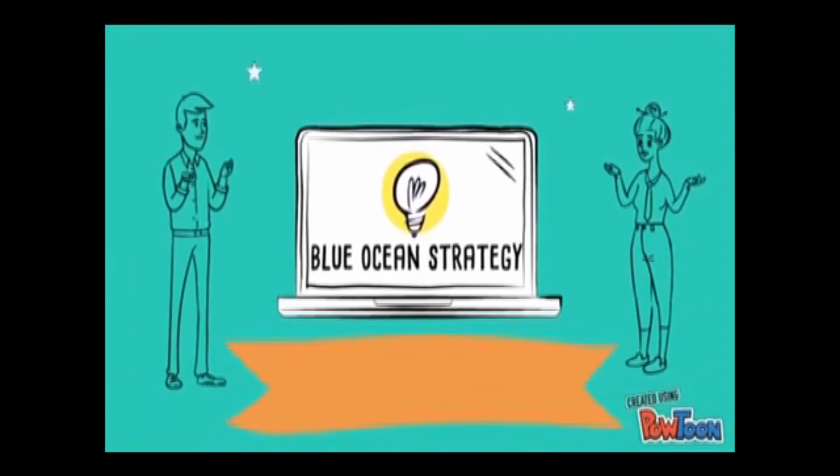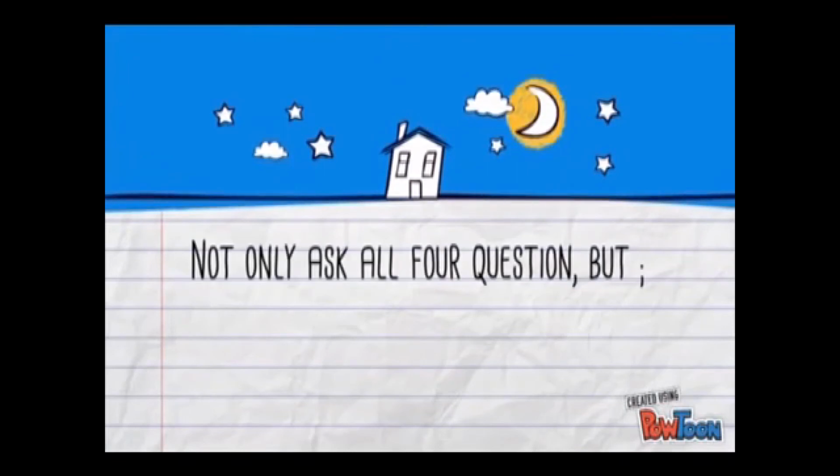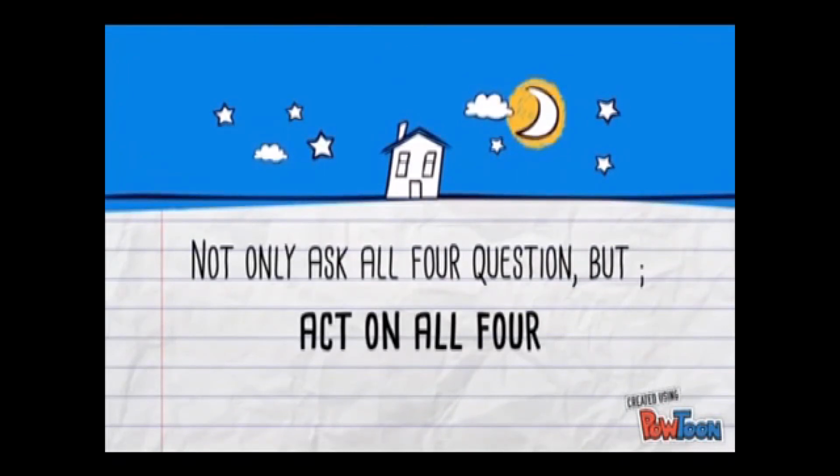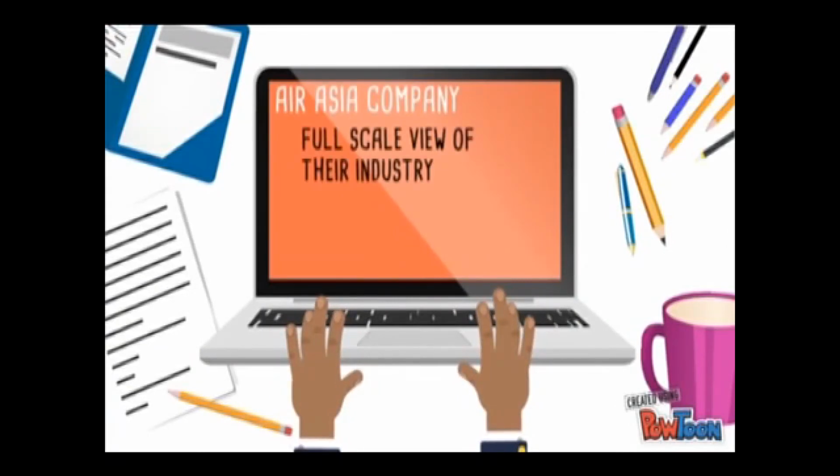The tool in Blue Ocean strategy is the eliminate, reduce, raise, and create grid. This tool not only asks all four questions in the four actions framework, but also pushes you to act on all four to create a new value curve. In short, like AirAsia, this tool allows companies to have a full-scale view of their industry and highlights new areas of improvement to create new demand.